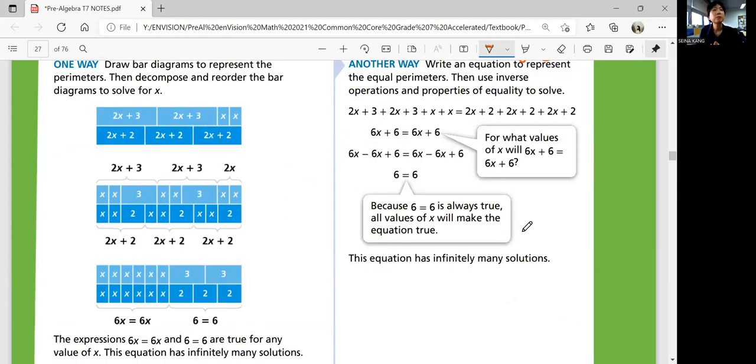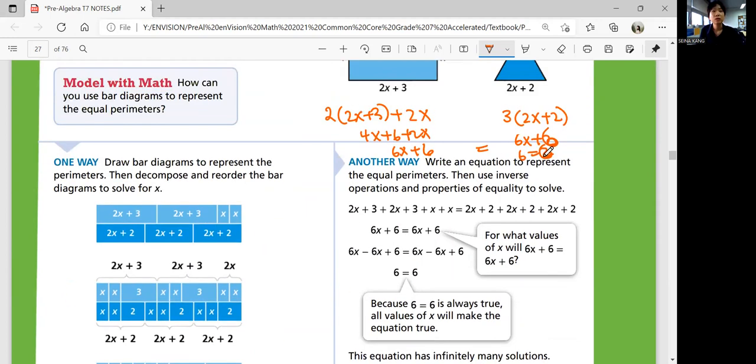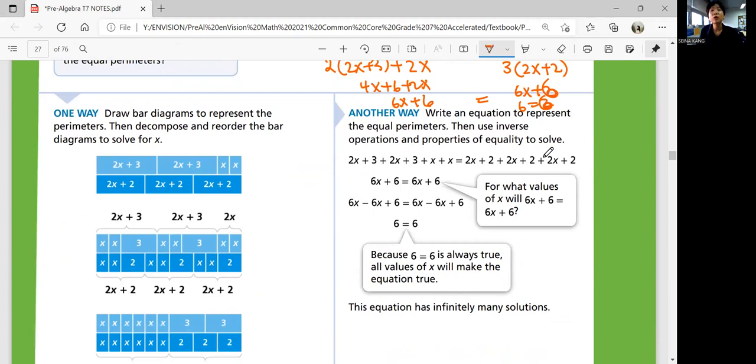What happens if we have no variable at the end? Is 6 equal to 6? That doesn't mean you don't have an answer. You're going to have an answer, but it's a special answer. That doesn't mean you don't need the final step. Even if you don't have the variable, you still need to use the final equation. Is 6 equal to 6? Is that true? Yeah, that is true.